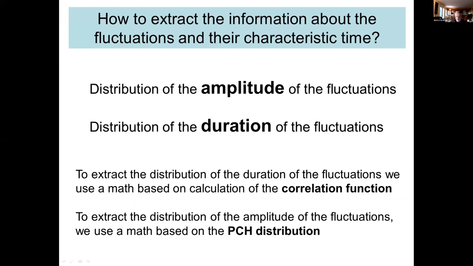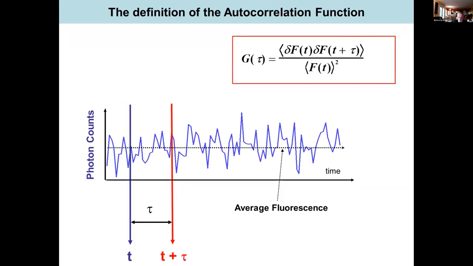To extract the distribution of the duration of the fluctuation, we use a math based on the calculation of the correlation function. By the way, the math of the correlation function was developed around 1930, 1940, and so much later than the time Svedberg was doing those experiments. To extract the distribution of the amplitude of the fluctuation, we need a math which is based on the so-called PCH distribution. And that was developed around the year 2000 in my lab. So let us see how we can do with both of them.